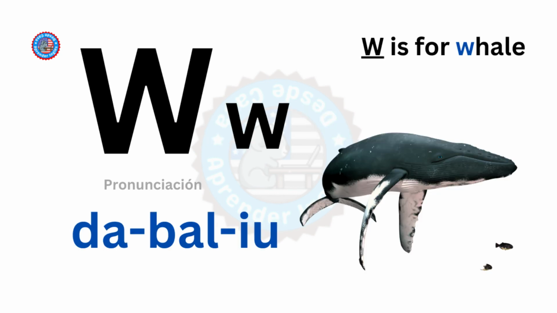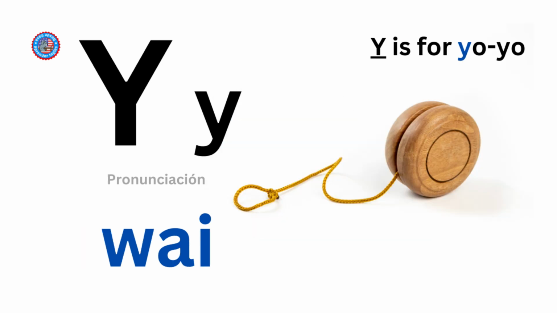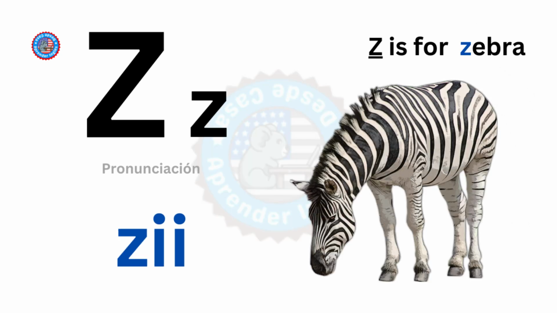W is for whale. X is for xylophone. Y is for yo-yo. Z is for zebra.